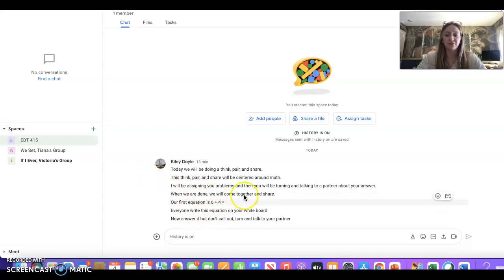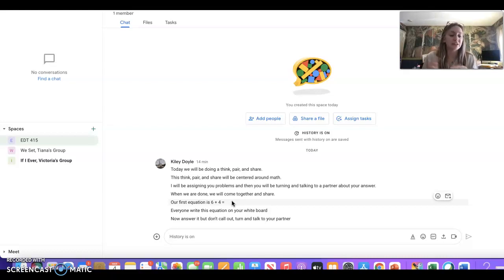So here I have our first equation. It is 6 plus 4 equals. I'm going to have the students on their own figure out the equation on their whiteboards. Then I'm going to have them turn and talk with a pre-assigned partner. They can discuss their answers, what they got, if they're different, what they did.